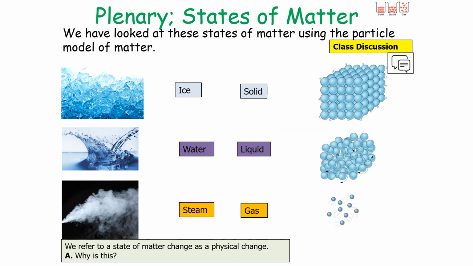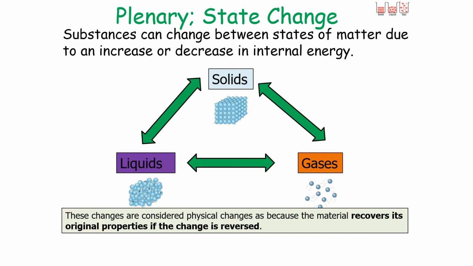Now we refer to a change of state as a physical change, but why is this? Well, we consider them as physical changes as the material recovers its original properties if the change is reversed. So if you turn a solid into a liquid, you can return that liquid back into a solid by reversing that particular change, which is unlike a chemical reaction.